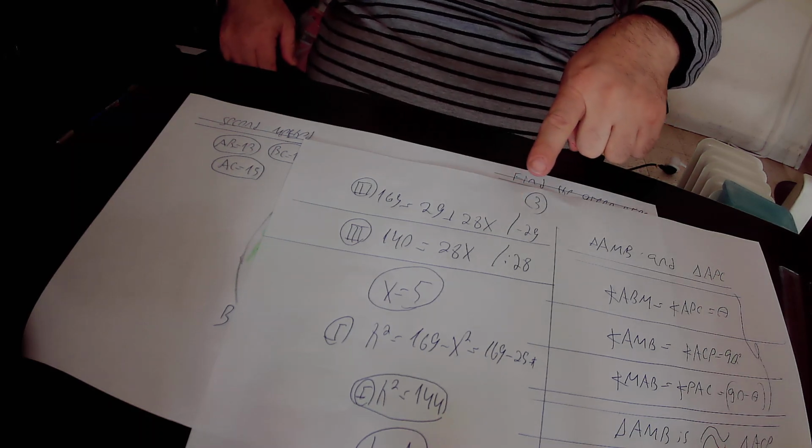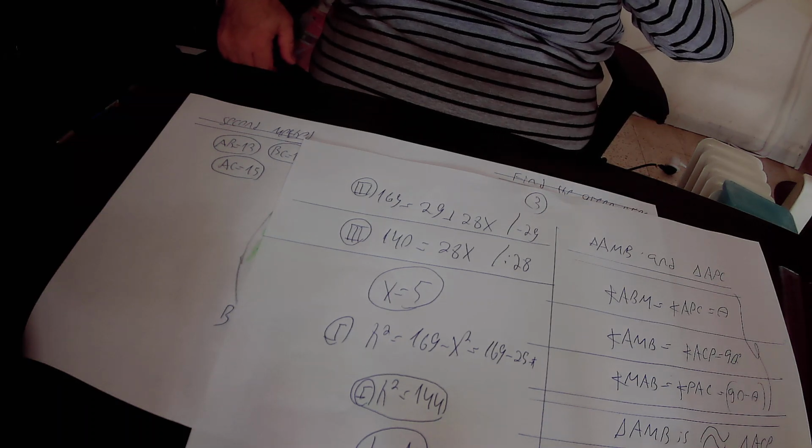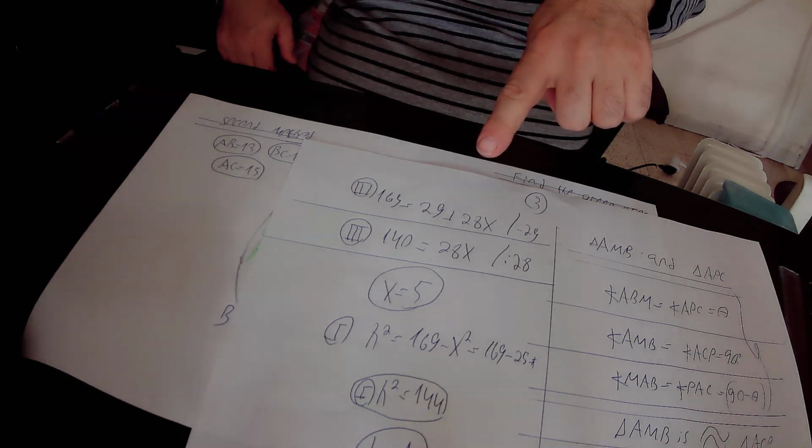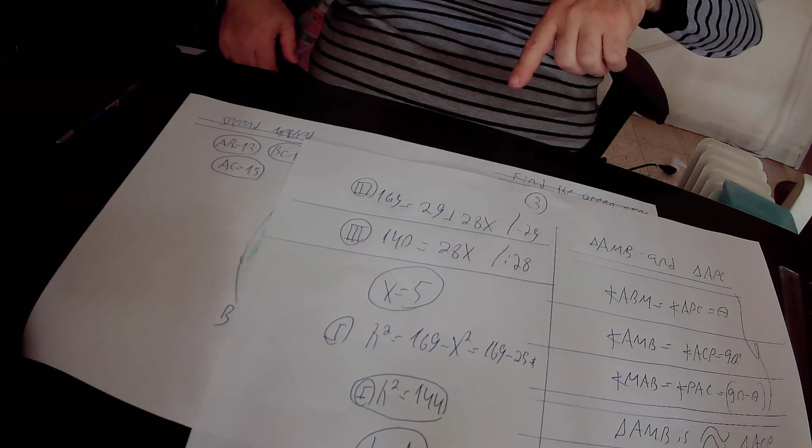Here we divide this equation, equation number 3, by 28, and find out that x equals 140 over 28, which is 5. So x equals 5.